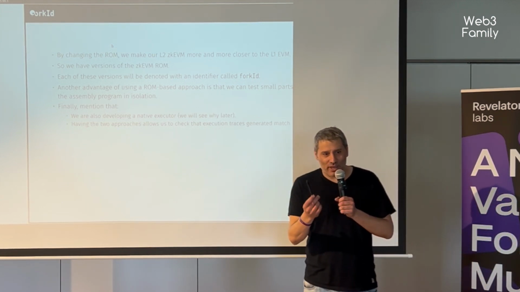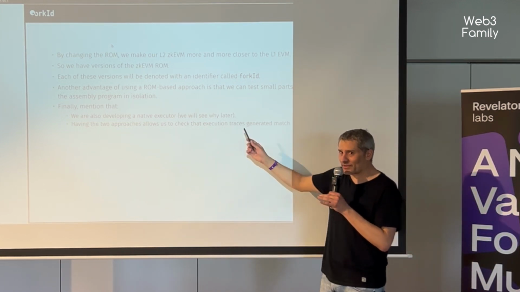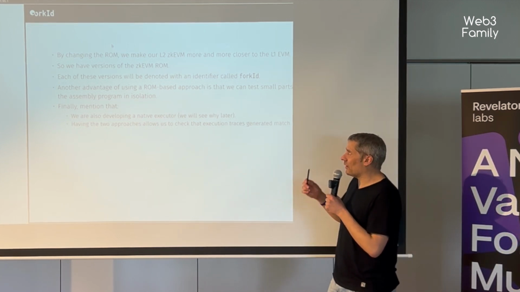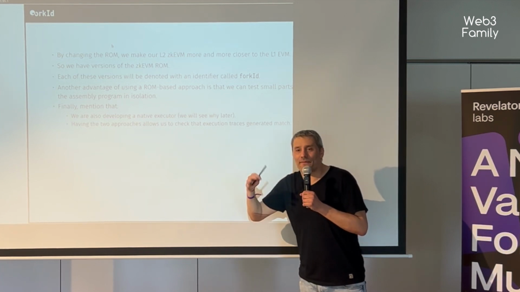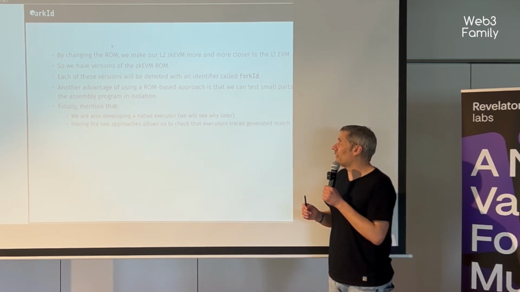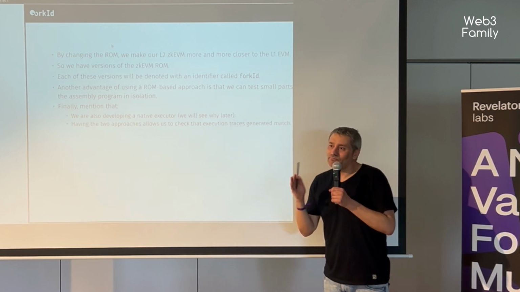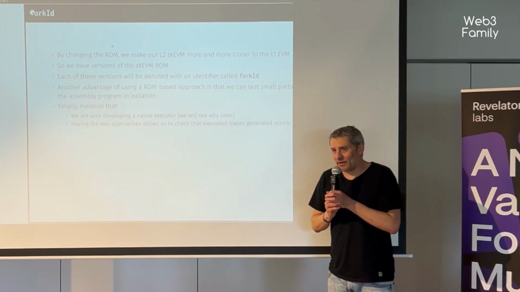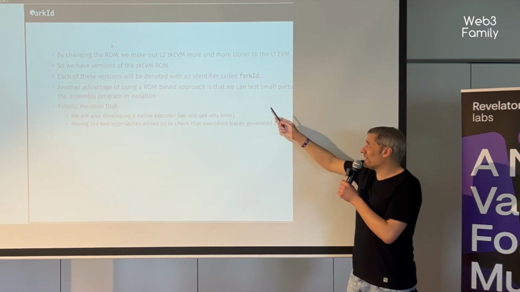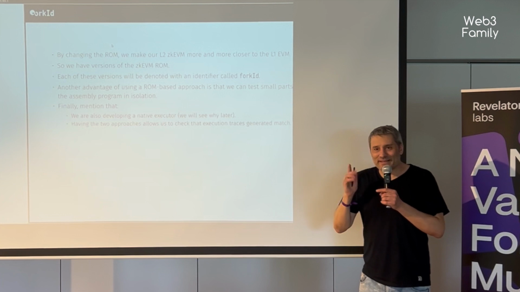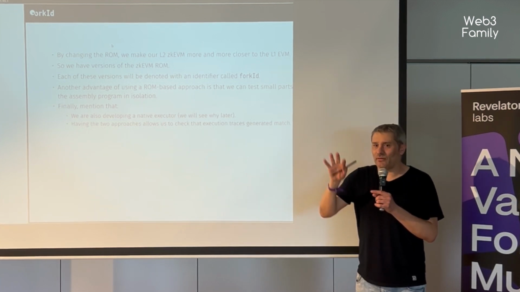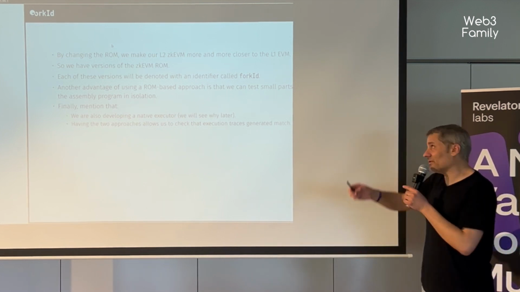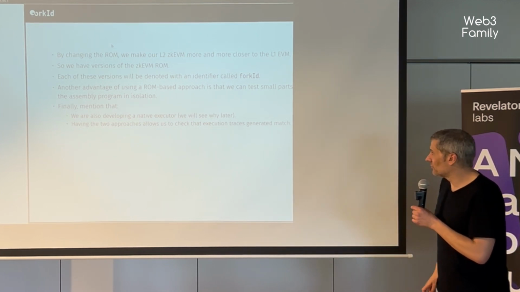So each time we change the ROM, we are changing, in fact, the EVM. We have an identifier of each version of our view of the EVM, and this identifier is the fork ID. If you check our repos, you will see this parameter, fork ID, and this is an exact version of the ROM. When we change the ROM, we need to change the fork ID too.